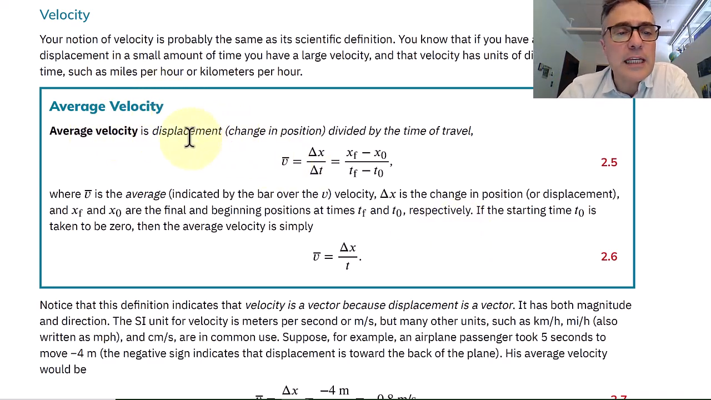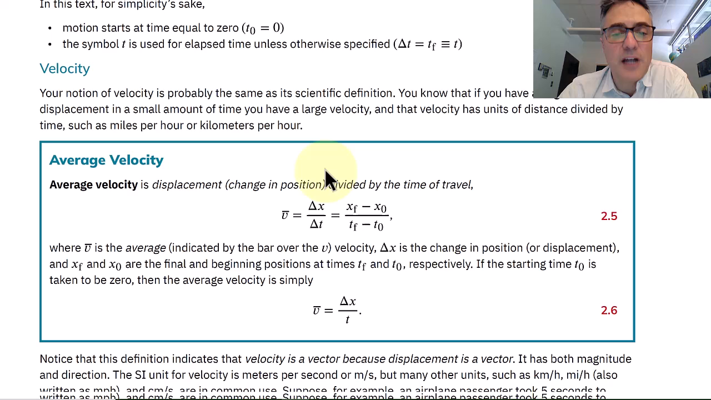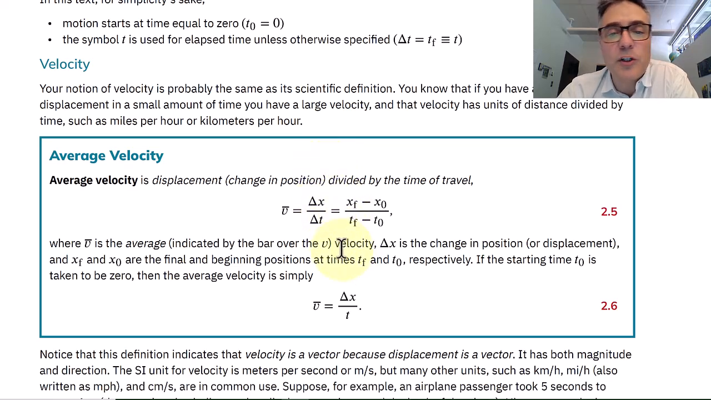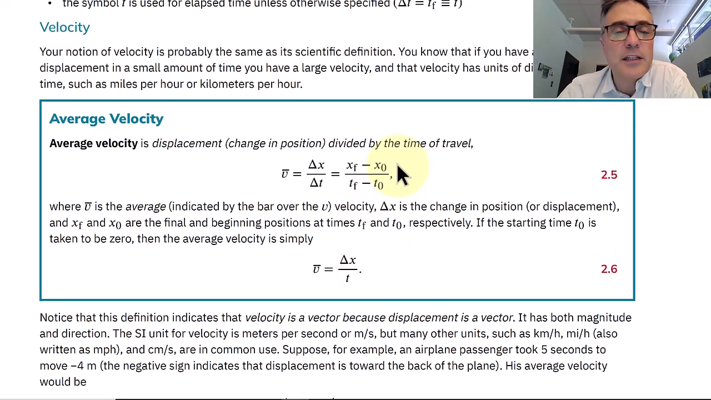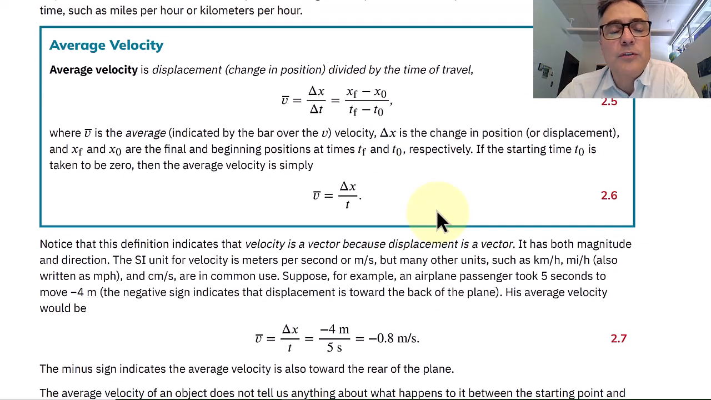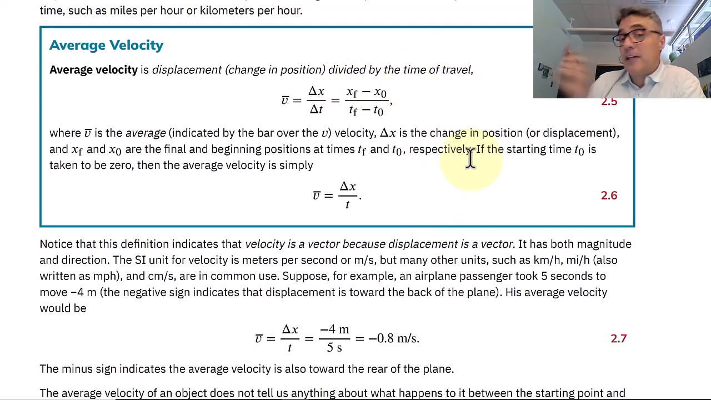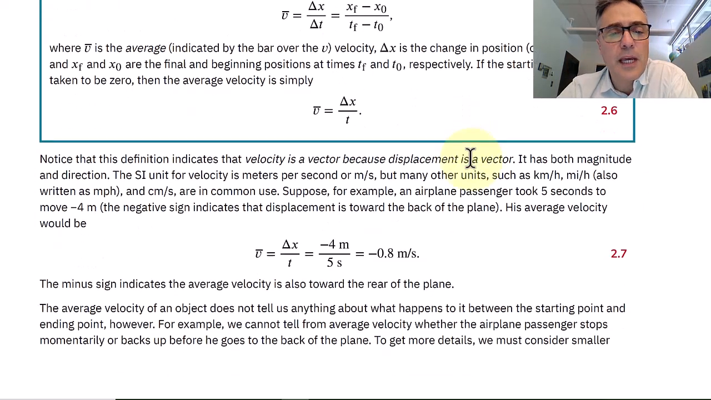Average velocity is defined as the displacement divided by the elapsed time. So it's delta x over delta t, or x final minus x initial, divided by t final minus t initial. Since displacement is a vector, it has a direction, so the average velocity is also a vector. It has a direction as well. And there's some examples of that.